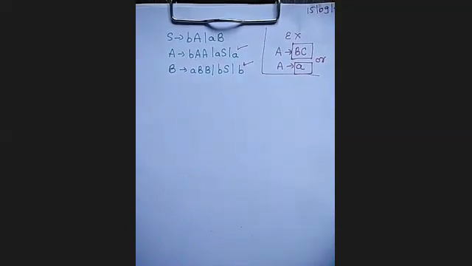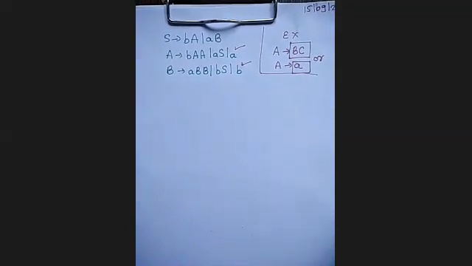Who will tell me? S gives small b capital A. There are two symbols, but one is a terminal and the other is a non-terminal. So what can be done? Can you replace that terminal by a non-terminal and add a new production for that?